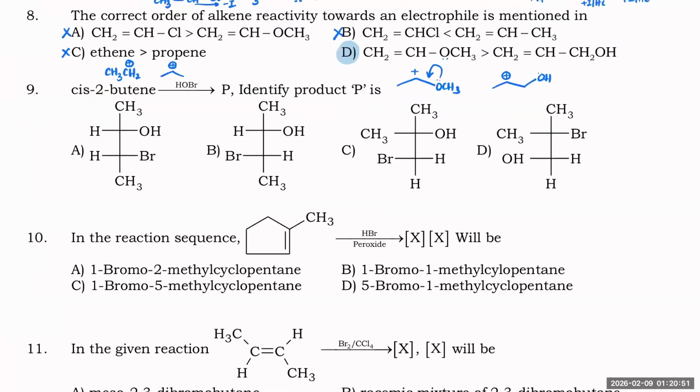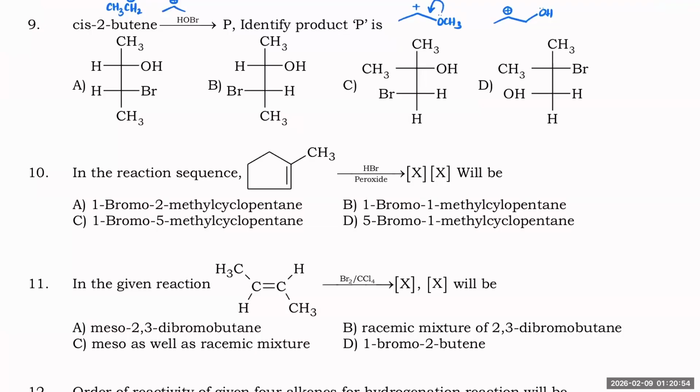Right. Let's notice the ninth case. Cis 2 butene is undergoing an HOBr addition. Okay.